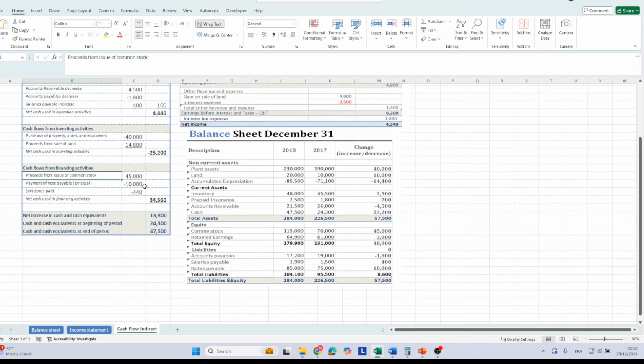This is the different movement in the balance sheet accounts. Then we have net increase in cash and cash equivalents of 13,800. This is the addition of the three main activities. Then we have cash and cash equivalents at the beginning of the period. And finally, we get the cash and cash equivalents at the end of the period, which is the cash at the beginning plus the changes during the period.